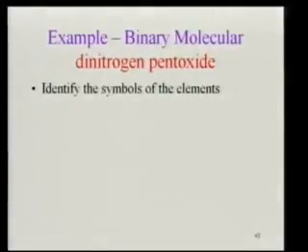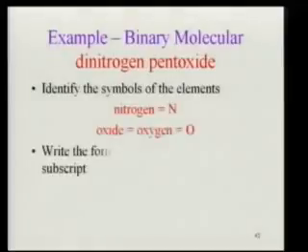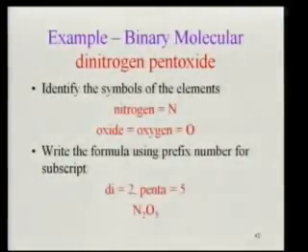Dinitrogen means you're dealing with nitrogen, so that's N. Pentaoxide means O. That oxide comes from the element oxygen. So you've got N and O. Now you've got to determine what ratio is there. How many N's, how many O's? Well, 2 and 5. So N2O5. That's simple. All right?